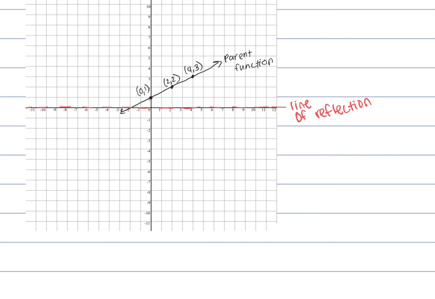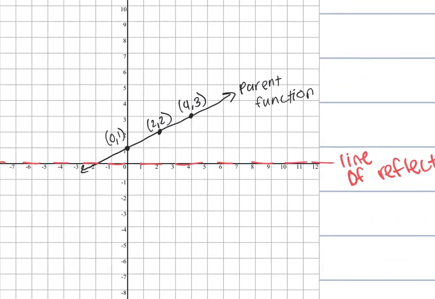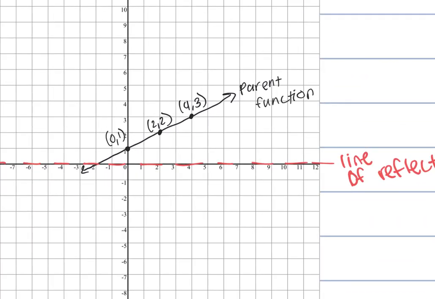Okay, now this is the part where I need you guys to pay attention, okay? Every single point, we're going to reflect over that line, okay? So this line is going to look the same thing, just reflected onto this side when we're done, okay? So every point, we have to find the distance it is from that line and move the other way across it, okay?